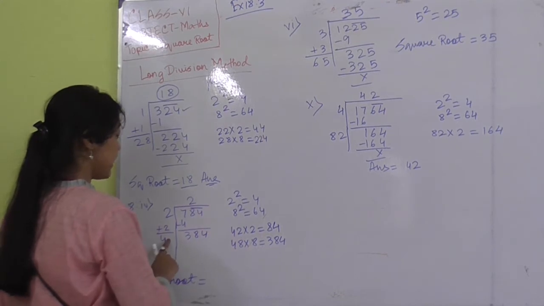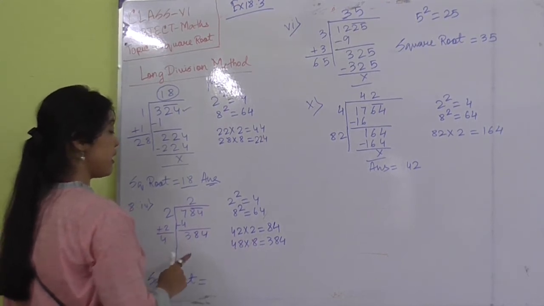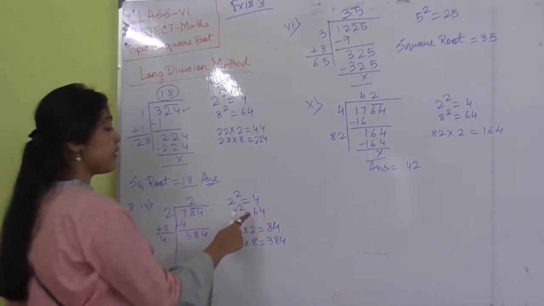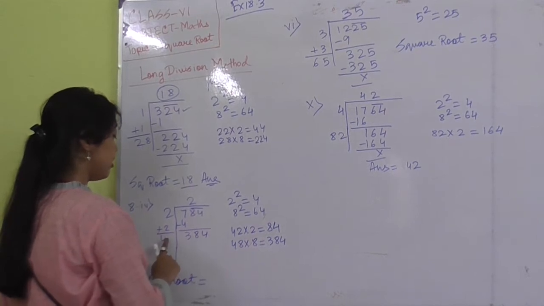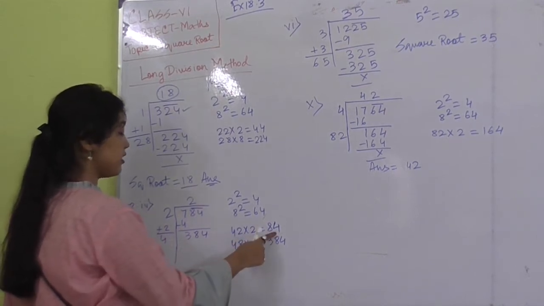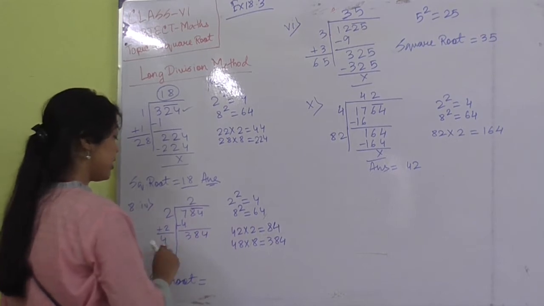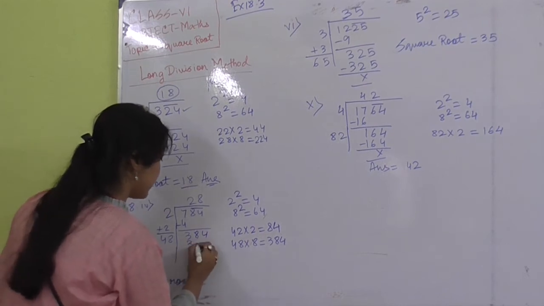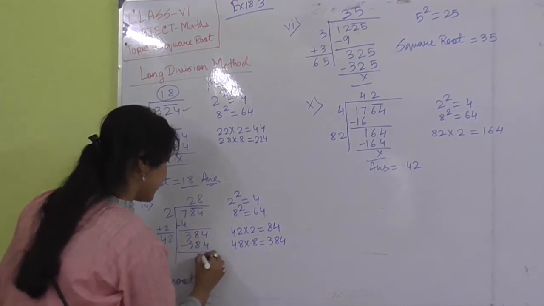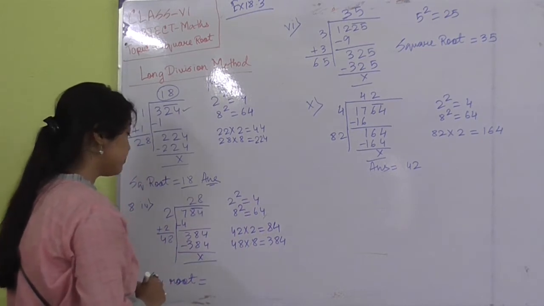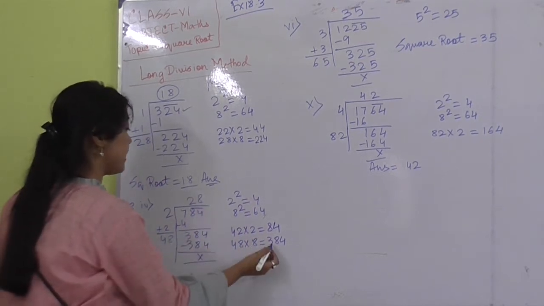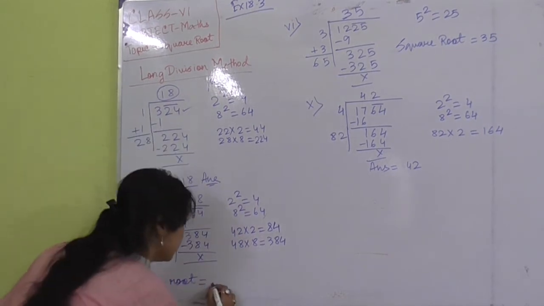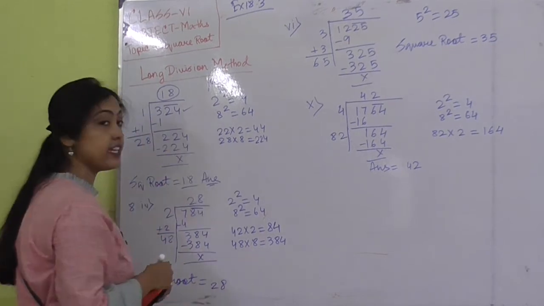Now in the unit place, you have to take a number whose square has unit place also 4. Now 2 square is 4 and 8 square is 64. So if we multiply 42 into 2, it is coming as 84, which is less than 384. But if we take 48 into 8, then it is coming as 384, and we are writing this 384 over here, and it is cancelling out, no remainder is there. Now 48 into 8 is 384, and we are writing this 8 over here. So the square root of 784 is 28. It is our answer. I think it's clear to you.